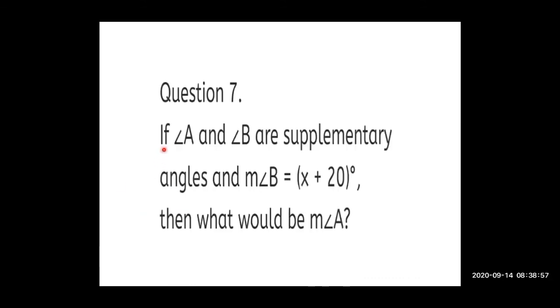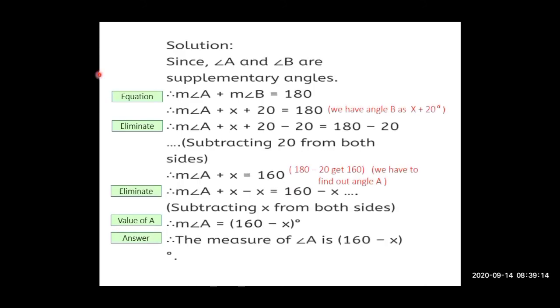Next, seventh question. If angles A and B are supplementary angles, and the measure of angle B equals x plus 20 degrees, then what would be the measure of angle A? Since angle A and angle B are supplementary angles, what will be the sum of the two? Yes, 180 degrees. So the equation will be: measure of angle A plus measure of angle B equals 180.